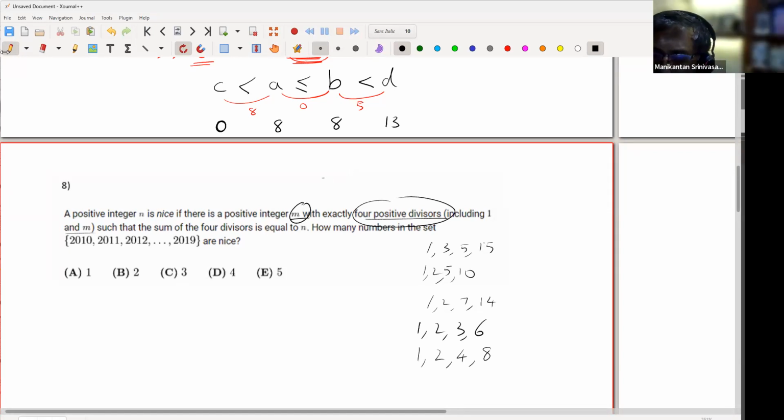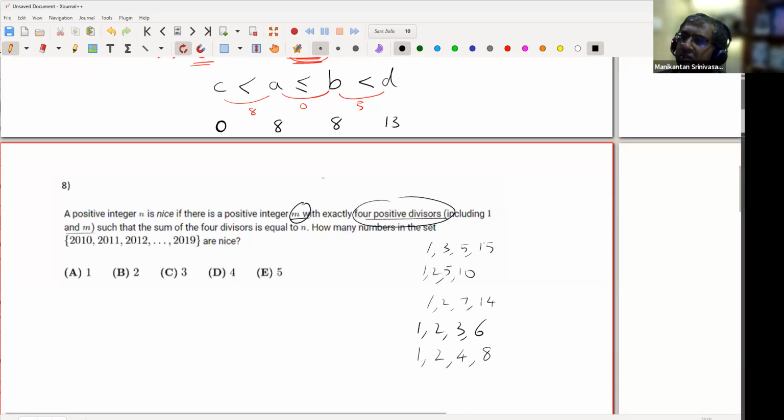Correct. Yes, you're right. Arab, you wanted to share something? 4 is not a prime. Yeah, but that's because it's a square. It's a square, right. Okay. Yes, Arab, you were saying something?